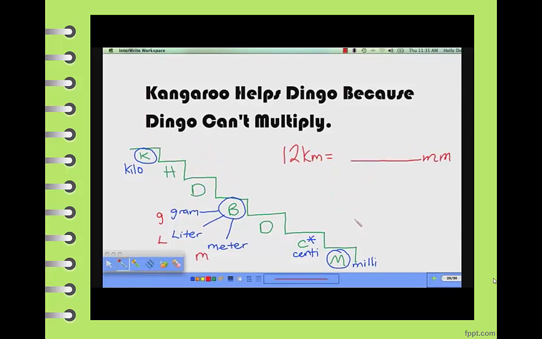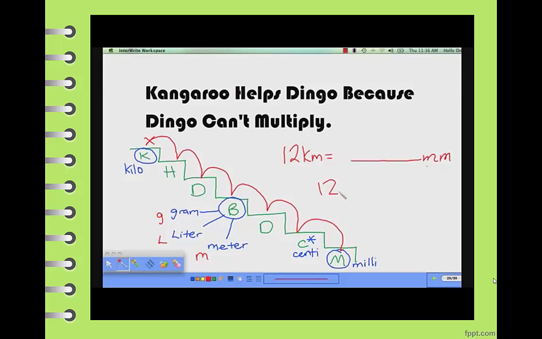Take a look at this one. We have 12 kilometers, and I want to know how many millimeters that is. Well, what step should we start on? Well, kilo for kilometer, and we want to make it all the way down to milli, because we have millimeters. So let's see how many steps that takes. 1, 2, 3, 4, 5, 6.